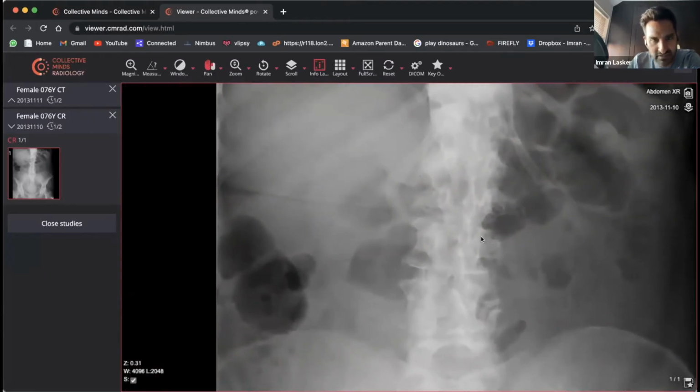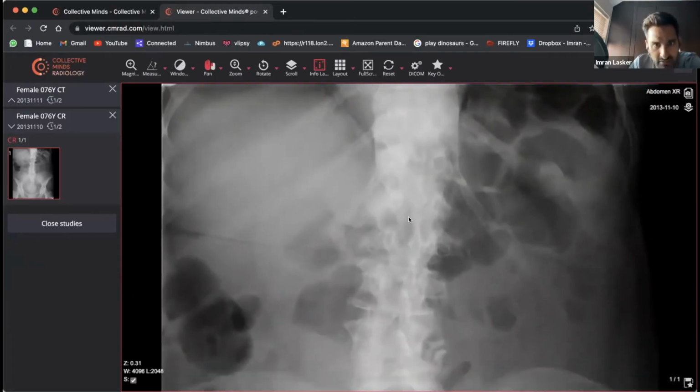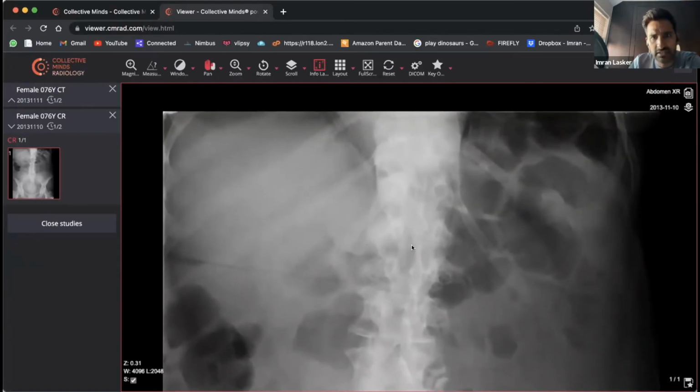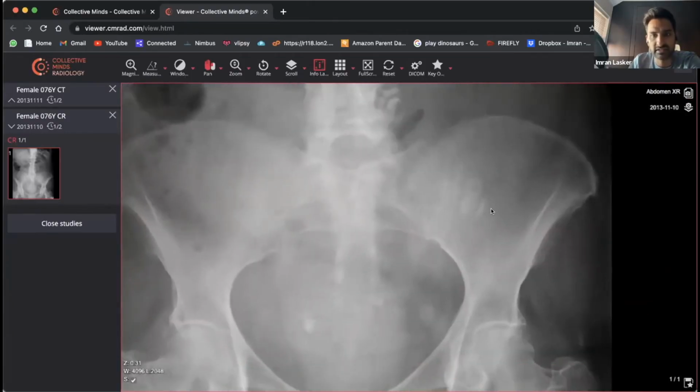Can't really convincingly say that I see any evidence of any bowel dilatation anywhere. And the liver and everything else looks okay. So the only thing that we can really say at this point, for definite, is these almost spherical lesions that are sitting over here.